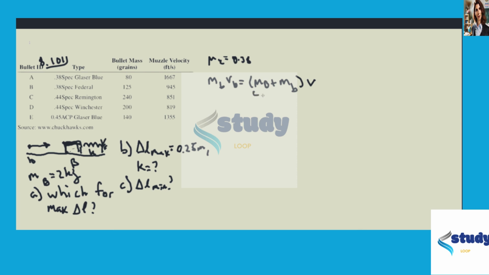For brevity, let's call this capital M. And so we see that the speed that the block with the bullet stuck in it is going to start moving at is going to be the ratio of the bullet's mass to the combined mass times the speed of the bullet. So that's good.